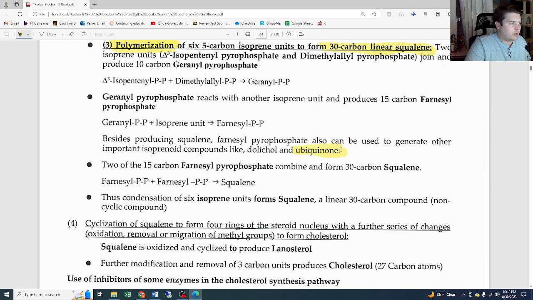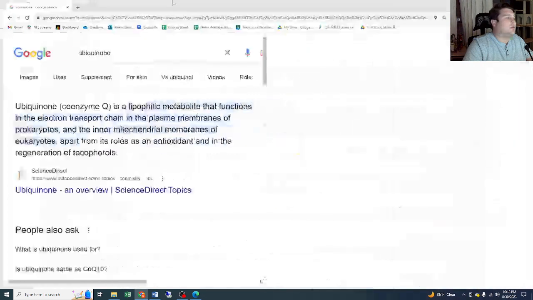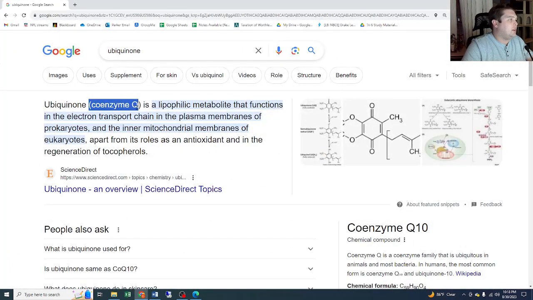Ubiquinone, if we remember, it's also called coenzyme Q. And if you remember, where did we see coenzyme Q, or CoQ10 as another name for it? That's in the electron transport chain.